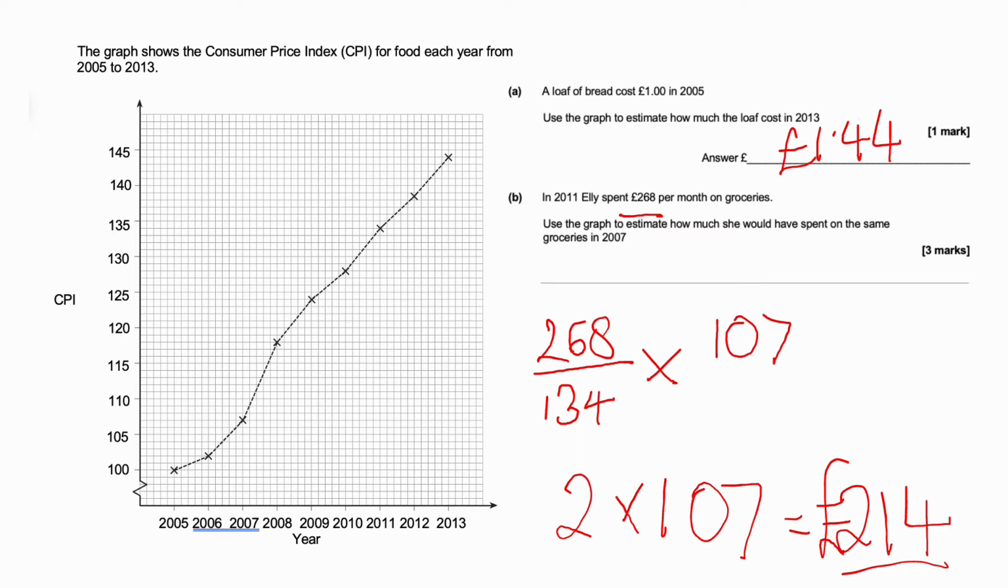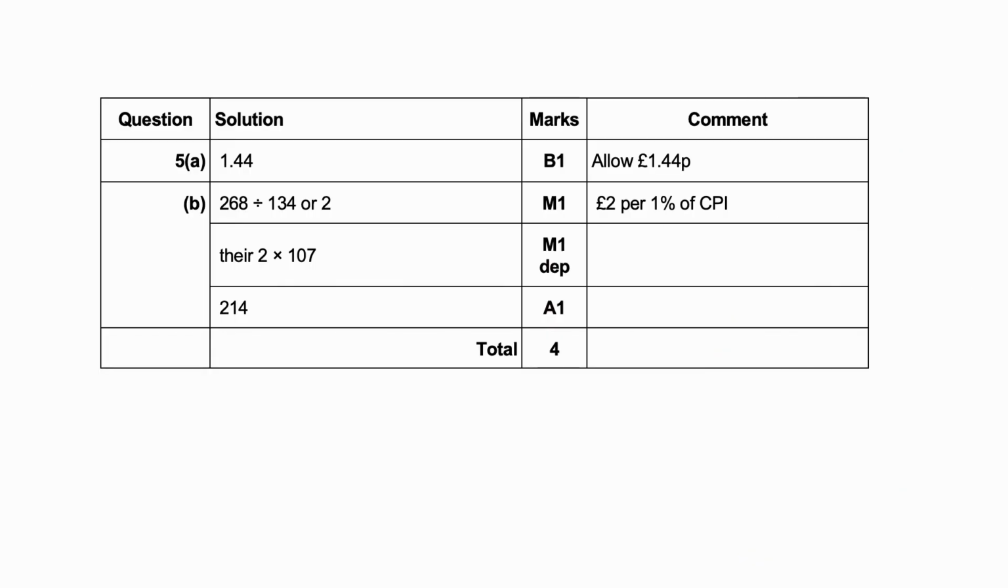So just a quick recap. I've looked at the values in 2011. I've worked out the value of the graph, which is 134, corresponds to this one here. 268, which was hers. I've divided 268 by 134 and multiplied it by the amount in 2007, which is this one here. And that gives me £214, and it is an estimate, so you'll get a bit of leeway. And this is the mark scheme, which just reiterates what I said.